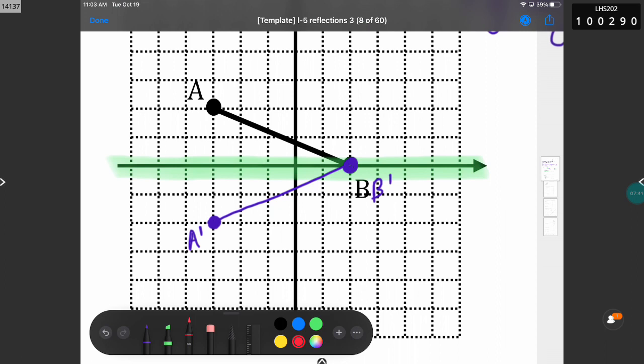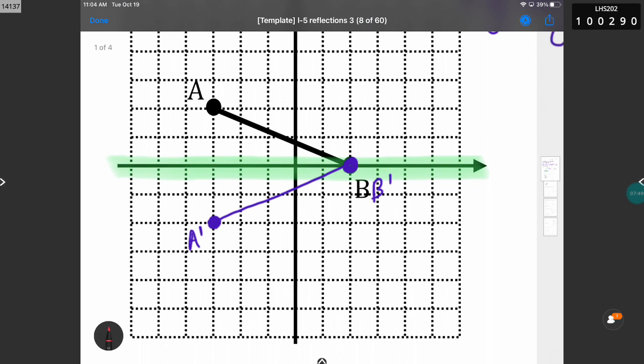So everybody watch. Do you see how I highlighted the x-axis? What I can do is start at the x-axis. A was 1, 2 away from the x-axis at the top, so A prime needs to be 1, 2 away from the x-axis at the bottom. Do you see how I ended up there? The same distance from the line of reflection. B would remain the same because it's on the line of reflection.